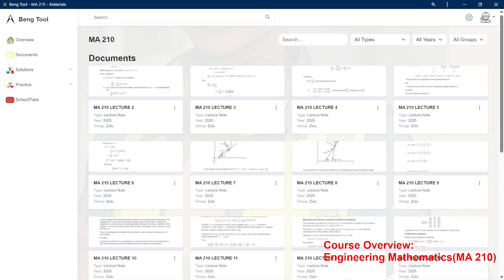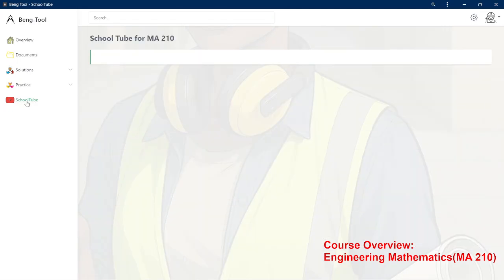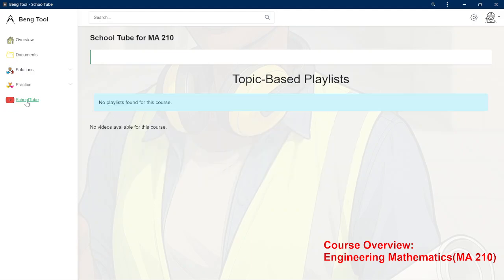And the third, the last thing that we need to talk about is how are we going to help you with MA 110 throughout the holiday before you open. What we're going to do is there's this section here, the school tube. This section is going to have some videos to just help you understand the lecture notes. And we're going to be going lecture by lecture.